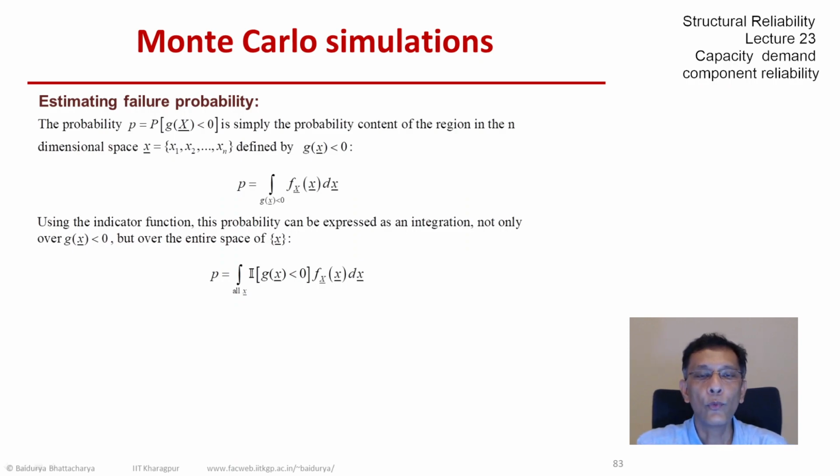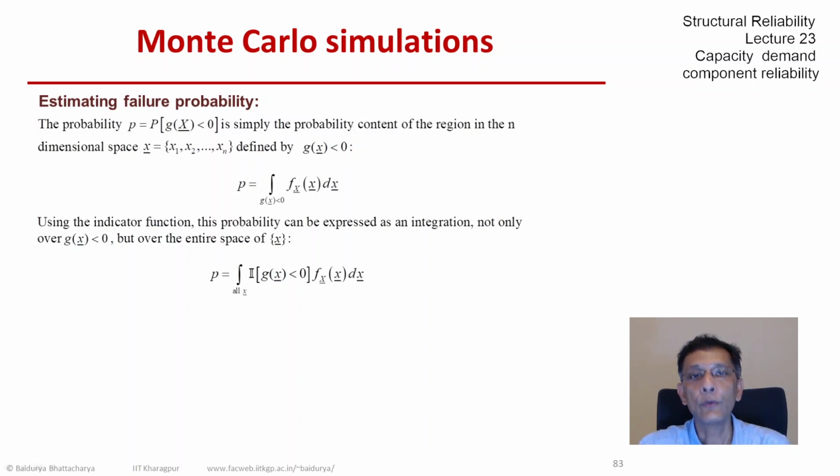Now we can make a clever substitution, and instead of integrating only over the failure region, we can integrate over the entire domain of the problem. So we won't restrict the region over which we perform the integration. So we'll integrate over all x. And to do that, the trick is to introduce the indicator function. So this indicator function I, that scripted I that you see, whose argument is g(x) less than 0, basically it's a binary function, it's a truth function.